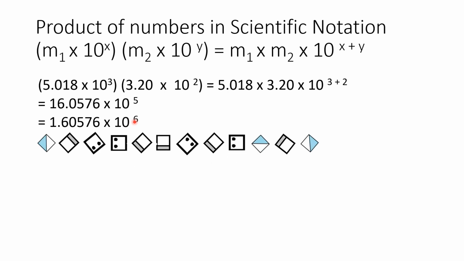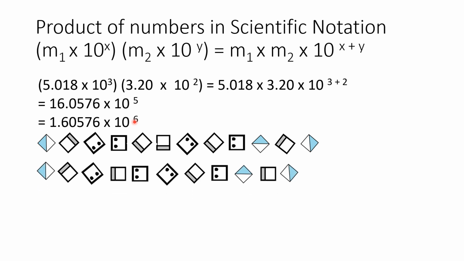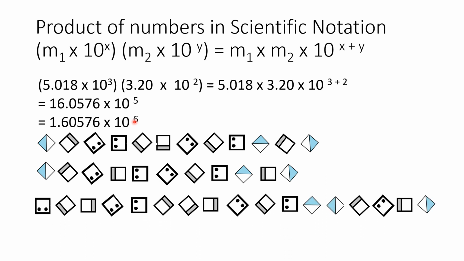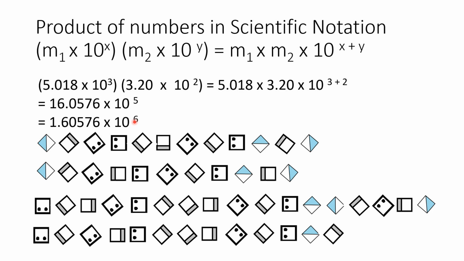Now on Taylor frame, we have written the first number within brackets. Now the second number within brackets, and you know when parentheses are closed, it represents product. Now we are finding the product. We have multiplied m1 by m2 and added the exponents, and we get the result.